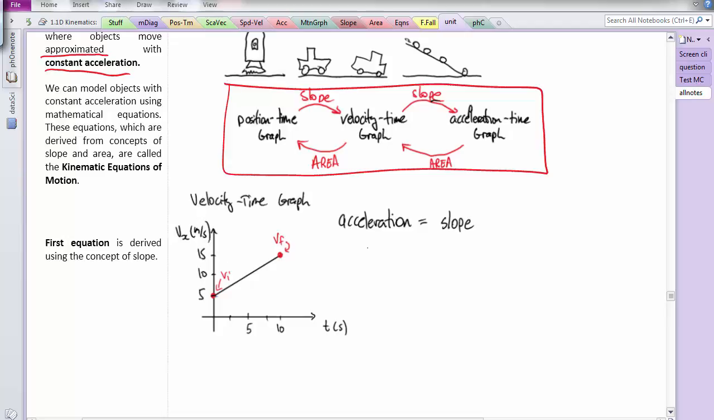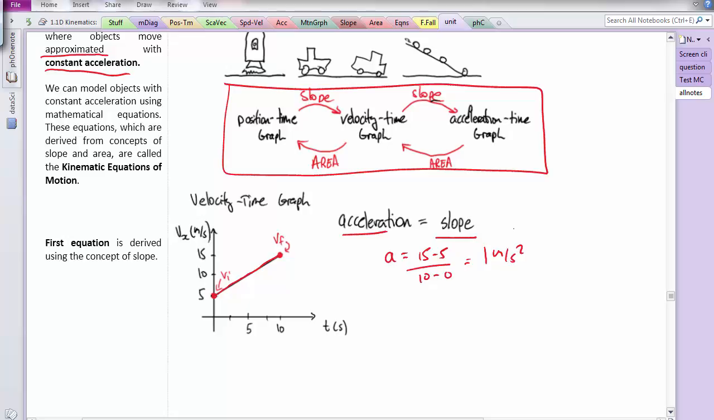So this is VI and this is VF. We have an object that starts off at 5 meters per second and increases its velocity at a constant rate. The first thing we can look at is that acceleration is the slope. So we can use numbers. Here acceleration is equal to 15 minus 5 over 10 minus 0, which gives us an acceleration of 1 meters per second squared.